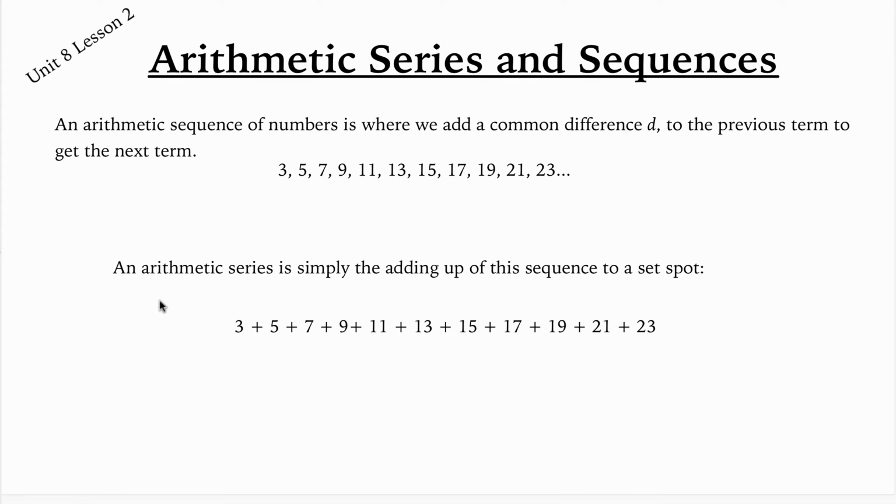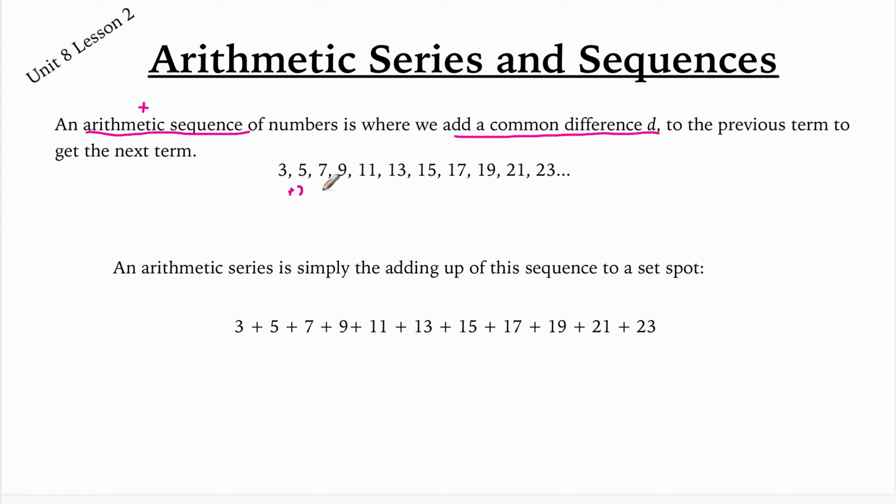So Unit 8, Lesson 2 is about a specific type of sequence, an arithmetic sequence. I have two words up here that we have to understand the difference between, a series and a sequence. An arithmetic sequence is numbers listed with commas between them. And arithmetic means to add. So an arithmetic sequence of numbers is where we add a common difference to the previous term to get to the next. Right here, this is pretty easy.